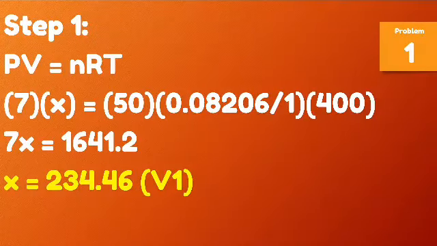For step 1, what we're going to use is the formula of the ideal gas law, which is PV equals nRT. So, through the substitution method, that would be 7x equals 50 times R, which is 0.08206 over 1, times the temperature, which is 400 Kelvin. So that would be 7x equals 1641.2. So our V1 is 234.46.